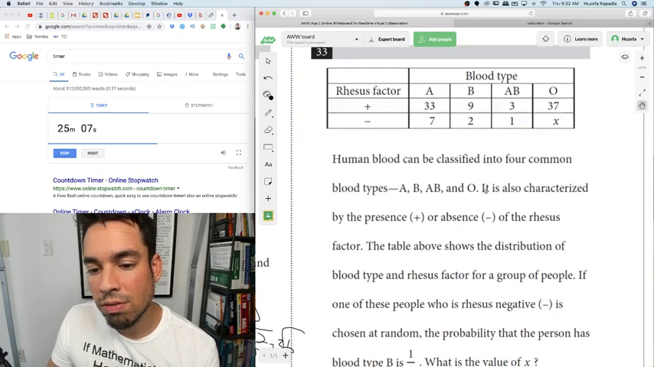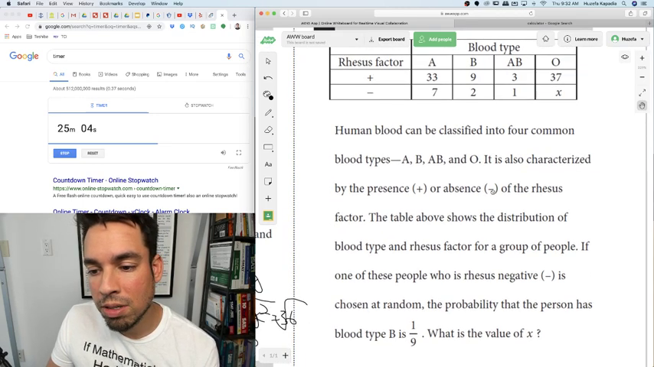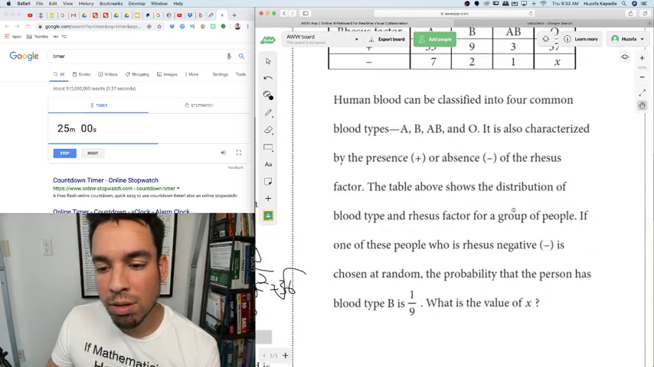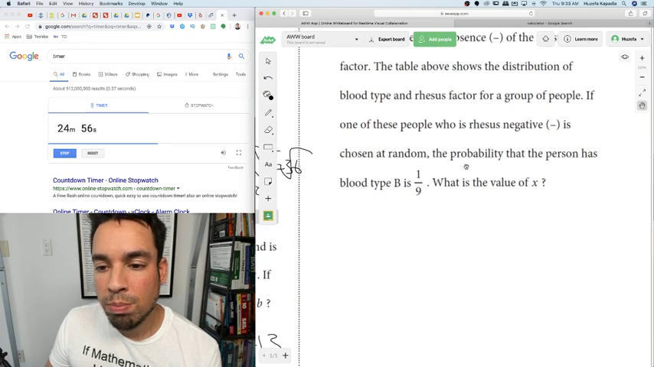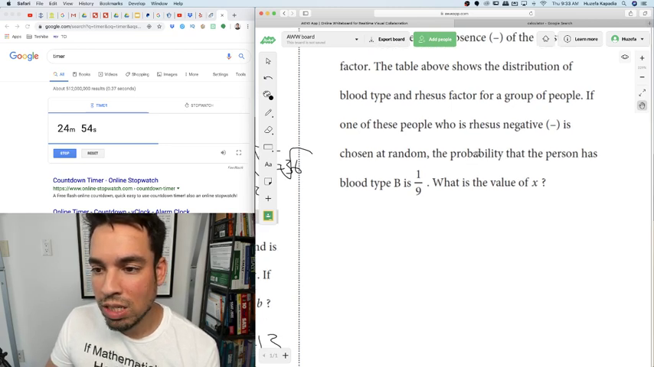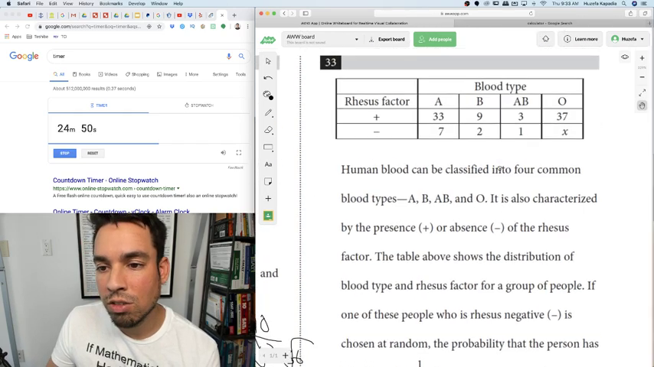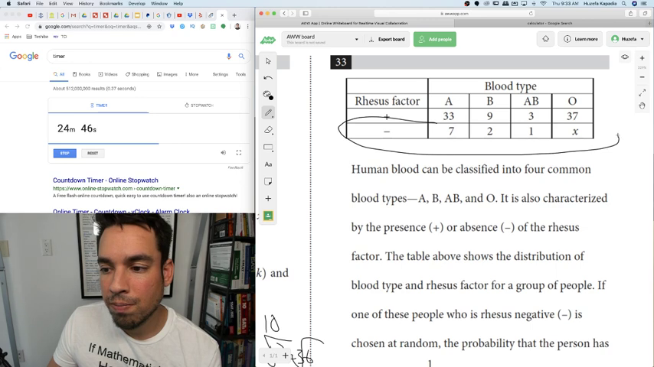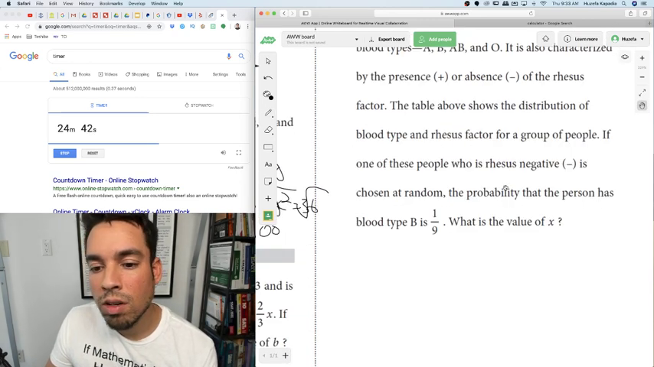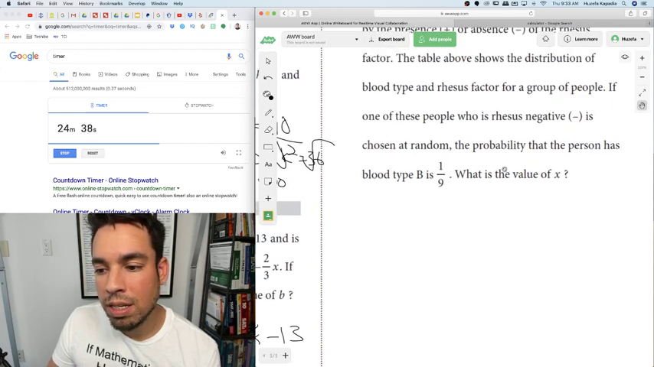Human blood can be classified into 4 common blood types: A, B, AB, and O. It is also characterized by the presence of plus or minus. Okay. If one of the people who is rhesus negative is chosen at random, so we're already only caring about this. If they're rhesus negative, the probability that the person has blood type B is 1/9.